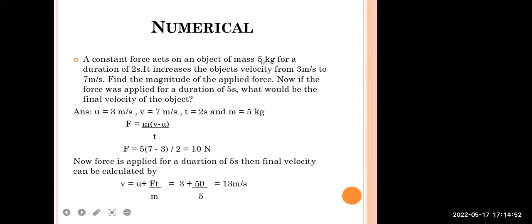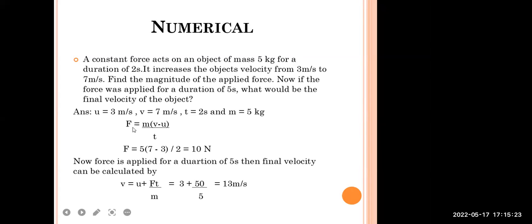Mass of the object which is given is 5 kg, so m is equal to 5 kg. Duration 2 seconds, so t is equal to 2 seconds. Initial velocity is denoted by u, final velocity is denoted by v. As it is given in SI units only, no need to convert. If they have given it in CGS or different units, you have to convert it into SI units, because mass is given in kg.